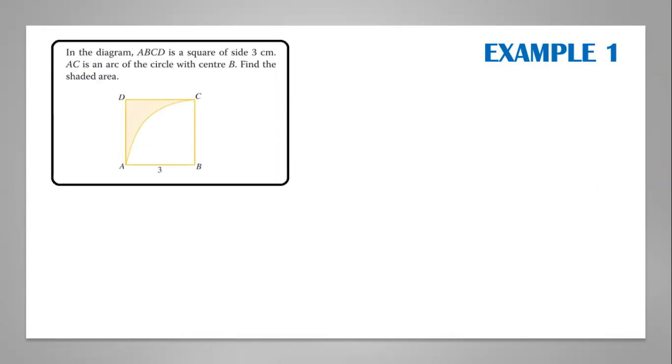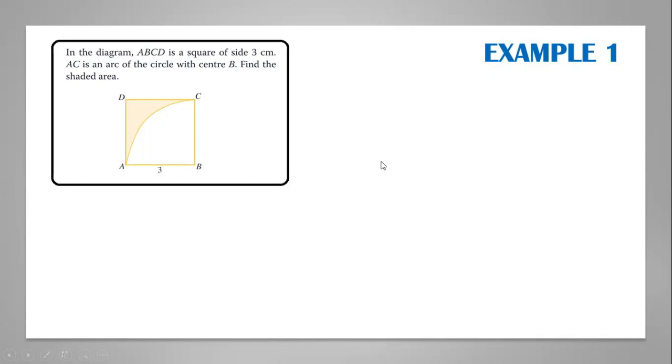In the diagram, ABCD is a square of side 3 cm. AC is an arc of the circle with center B. Find the shaded area. Students, this question is very easy. How to find the shaded area?